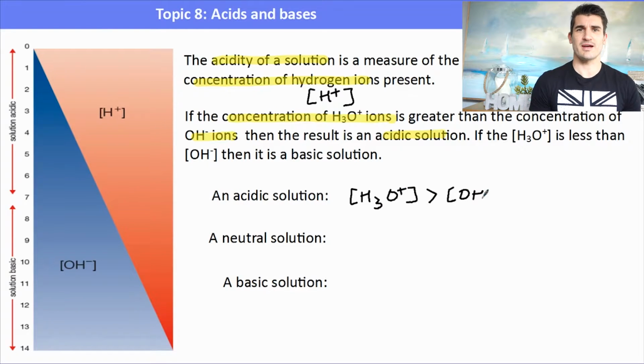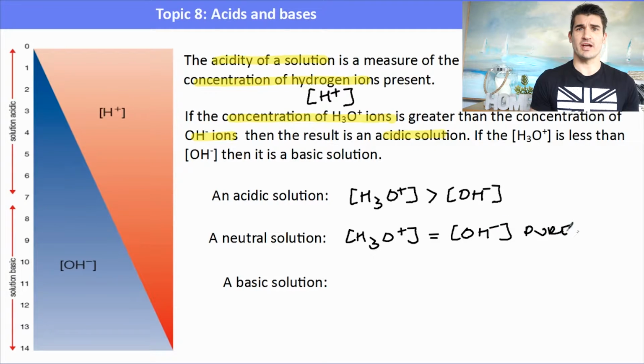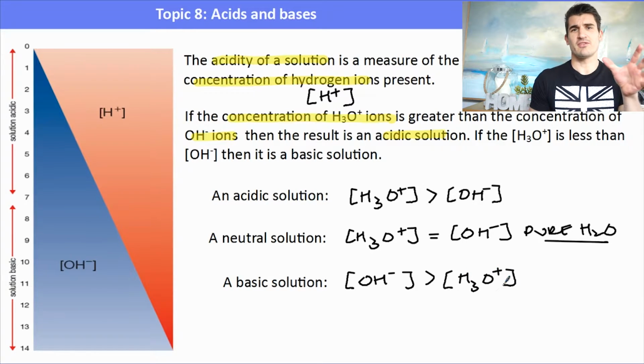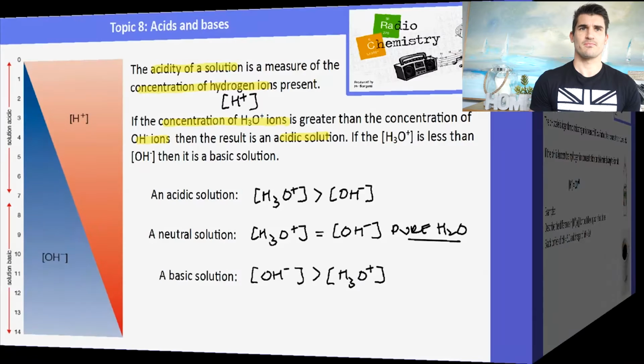So, in terms of mathematical expression, concentration of H3O plus greater than OH minus, that's an acidic solution. A neutral solution is where those two concentrations are equal, and that might be something like pure water, which has the concentration of H3O plus and OH minus the same. And a basic solution is where the concentration of OH minus would be greater than the concentration of H3O plus. And if you have a look at that diagram on the left-hand side of the page, it tries to explain that in a visual sense.